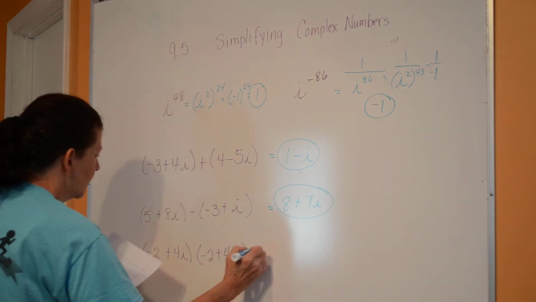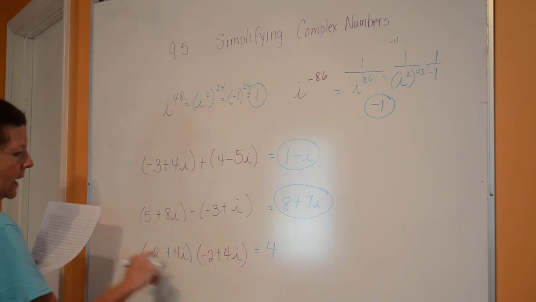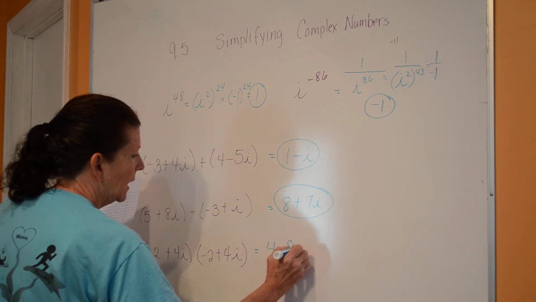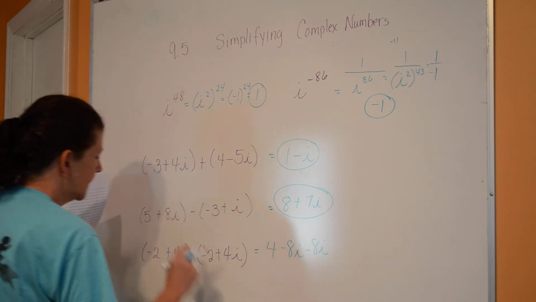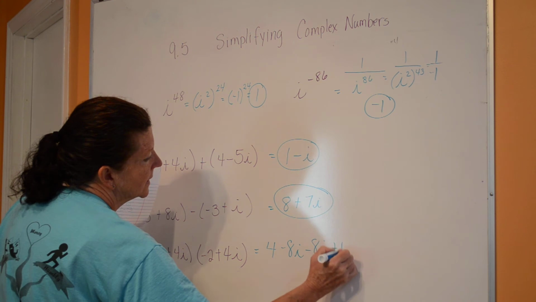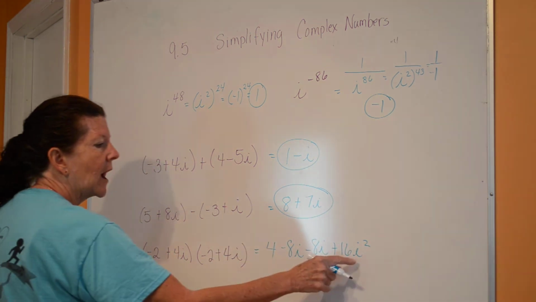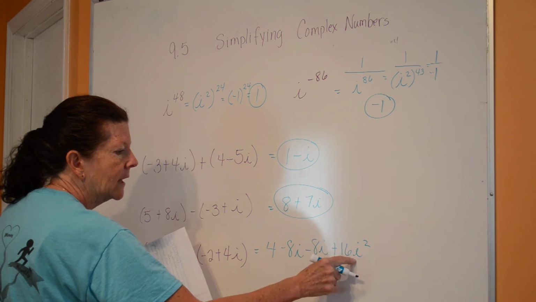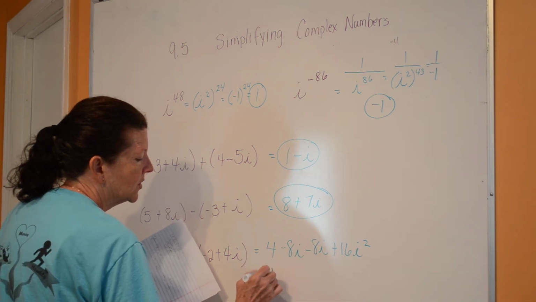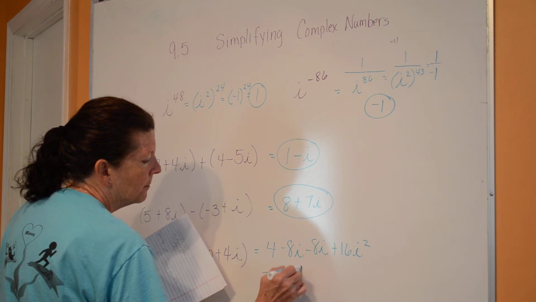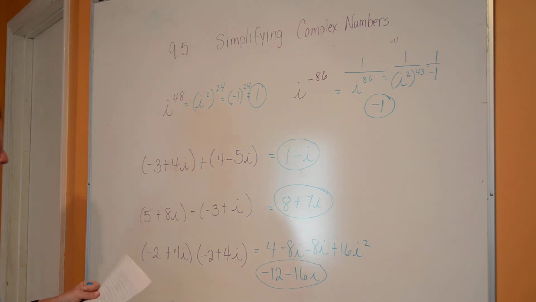Then this one, multiplication, I have 4, because I'm doing FOIL, and I have a -8i on outside, -8i on inside, and a +16i squared at the end. Now remember, the i squared is going to change it to a negative. So I have 4 plus a -16, which is going to be -12 minus 16i. So that's going to be your last one.